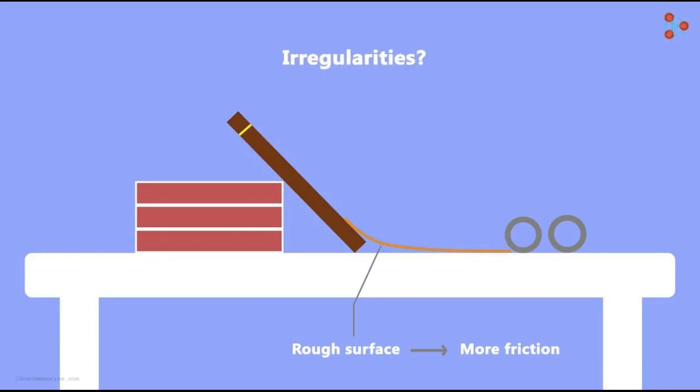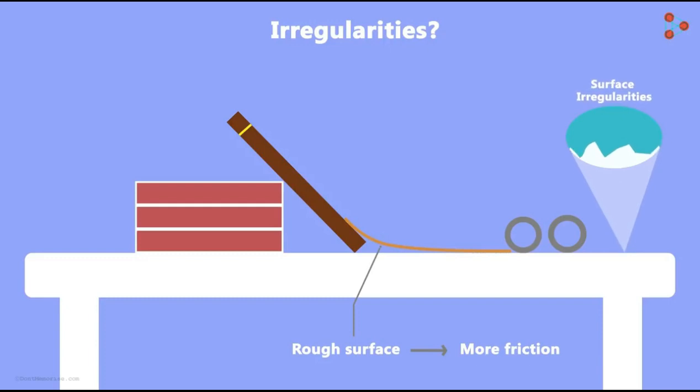What do I mean by irregularities? Now, even though the table looks smooth, if we zoom into the surface, we will see the surface irregularities. Even the surface of the object has irregularities. Though they are minor, they still exist. Now, the irregularities on the surfaces lock into one another. So, whenever we have to move an object, we need to overcome the irregularities.